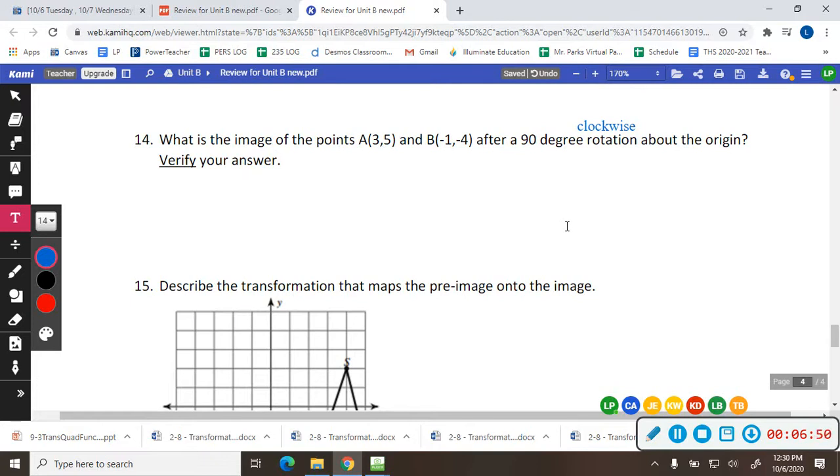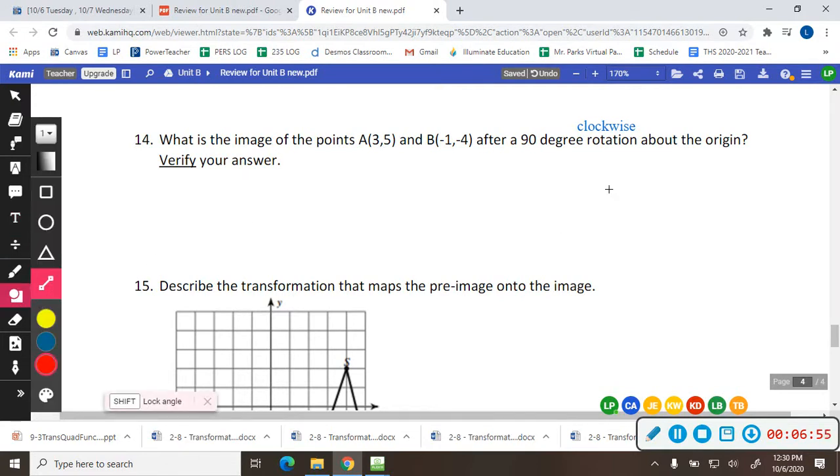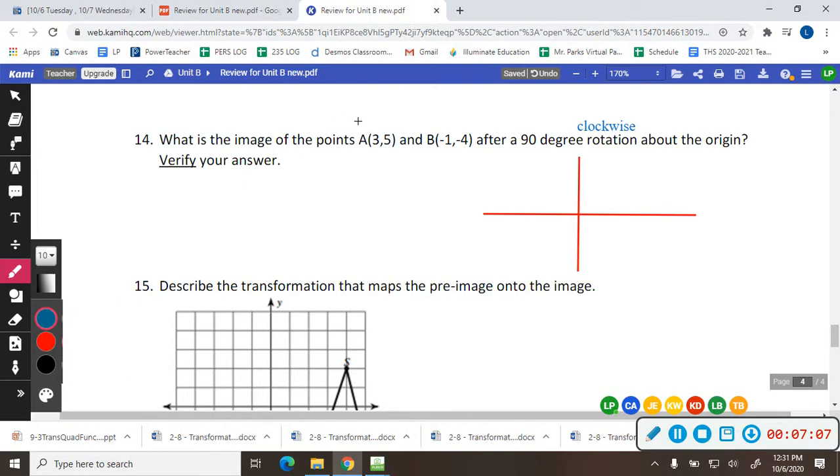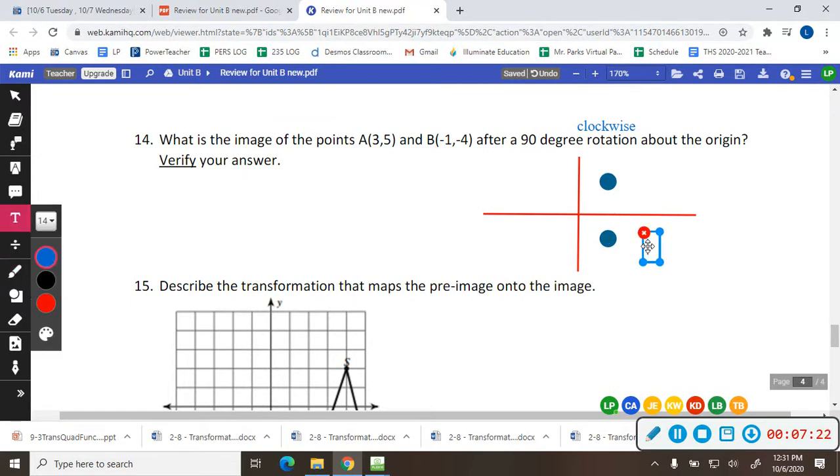And so when I'm doing rotations, I personally think, for me anyway, to draw a rough sketch. So there's my Y, there's my X. And this is how I do them. So I think, okay, (3, 5) would be somewhere over there. And so if it's going 90 degrees clockwise, it's going to end up over here somewhere. And I remember that over there, everything is positive, negative.